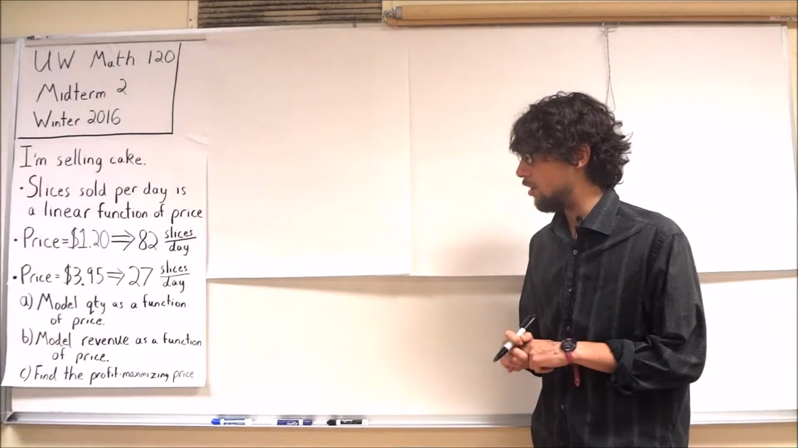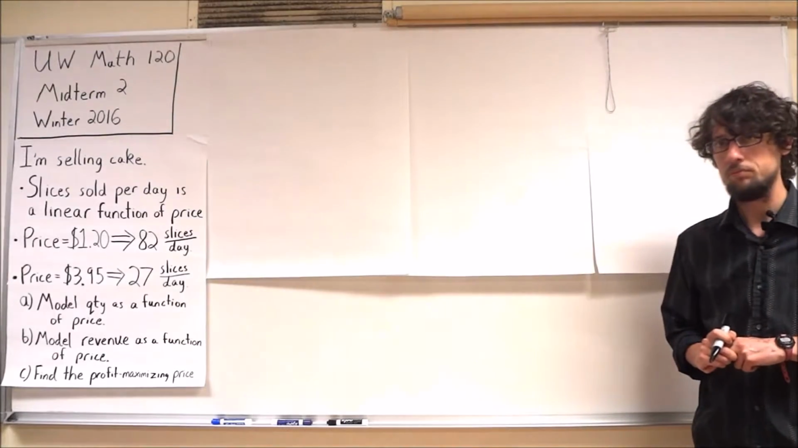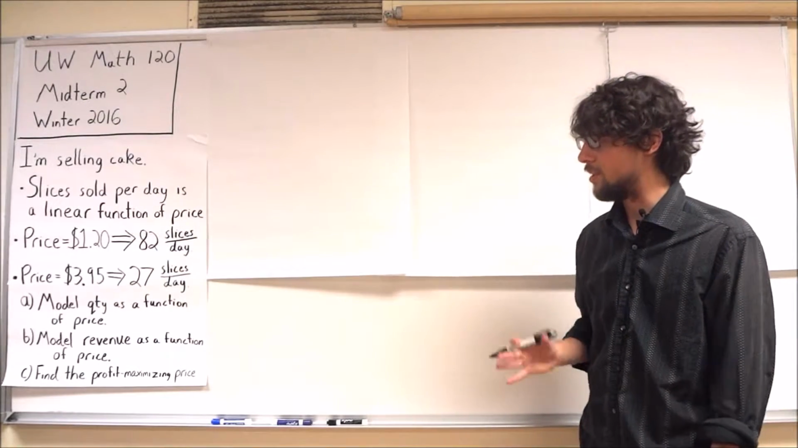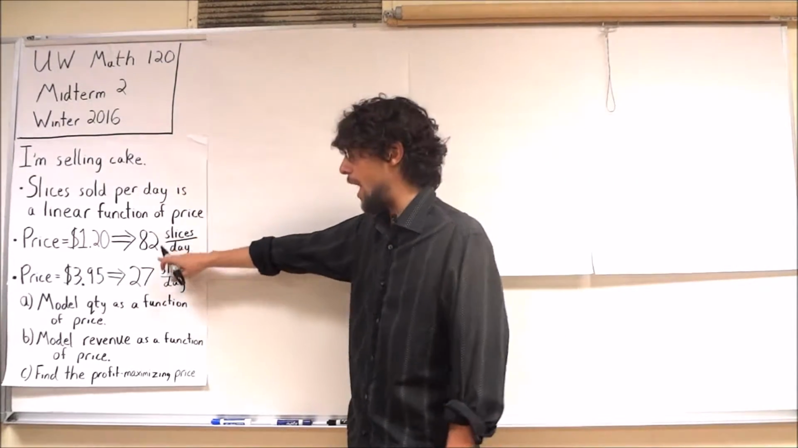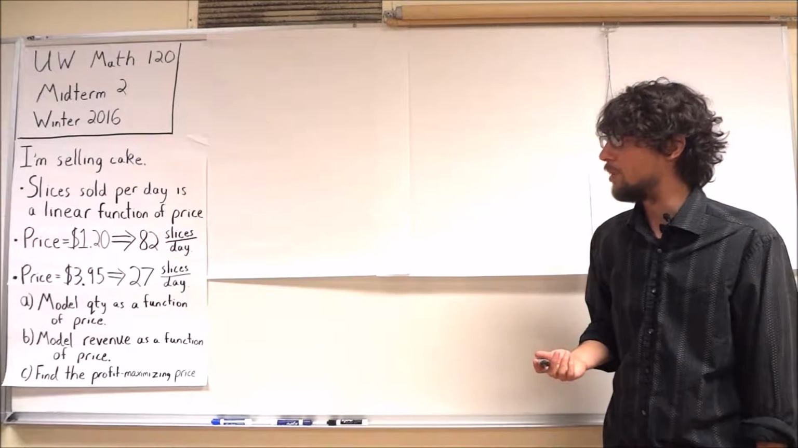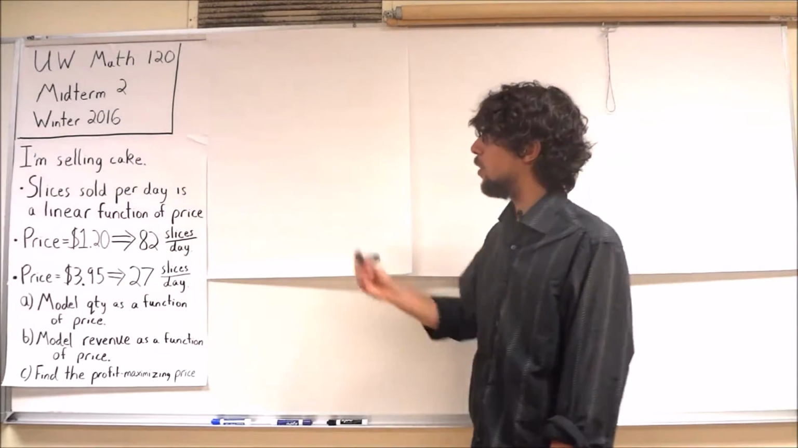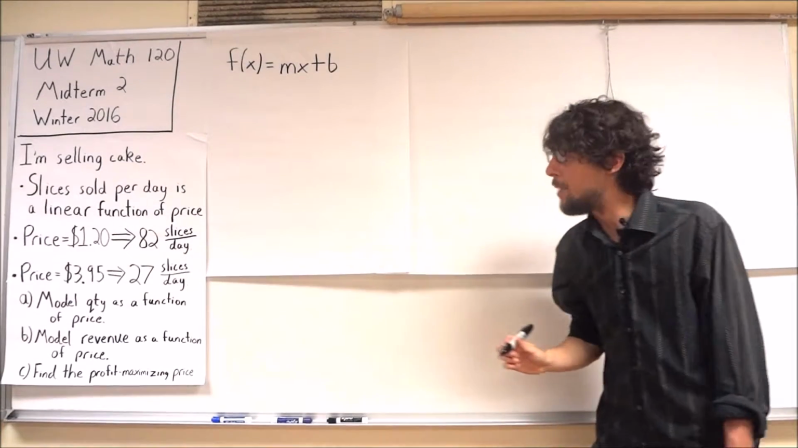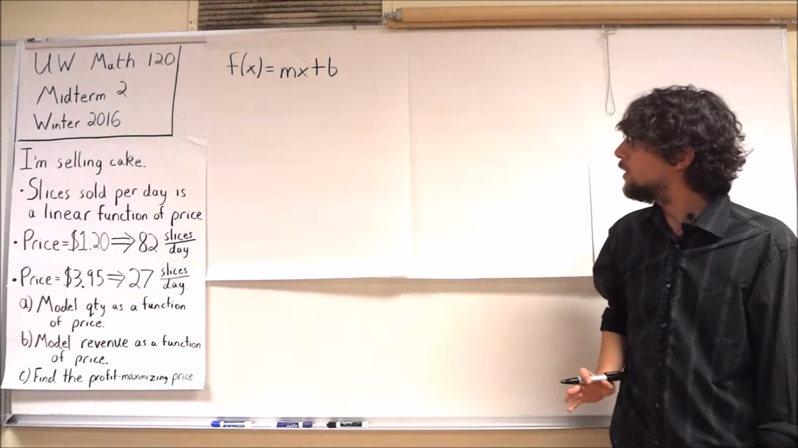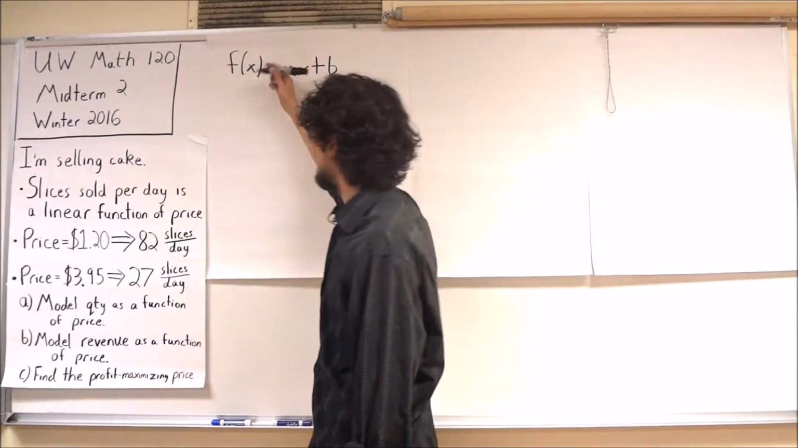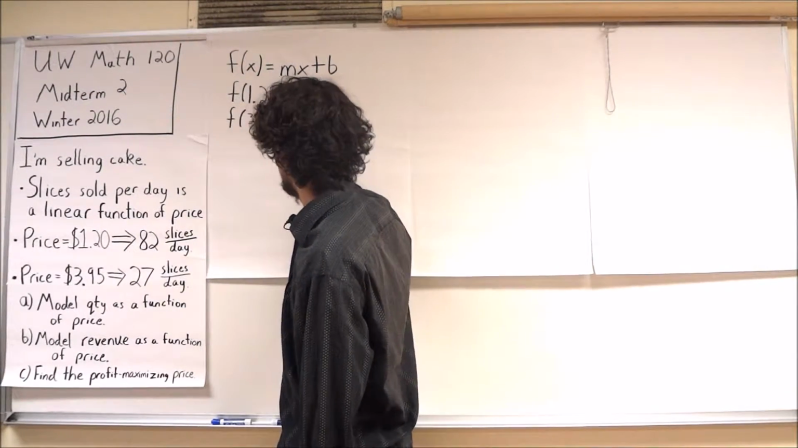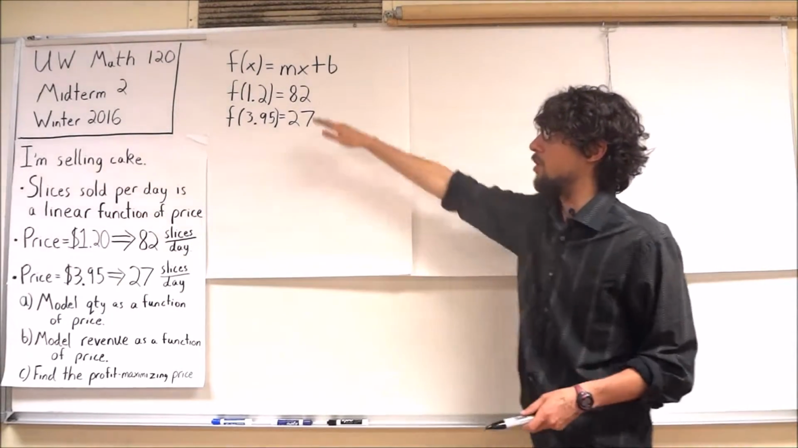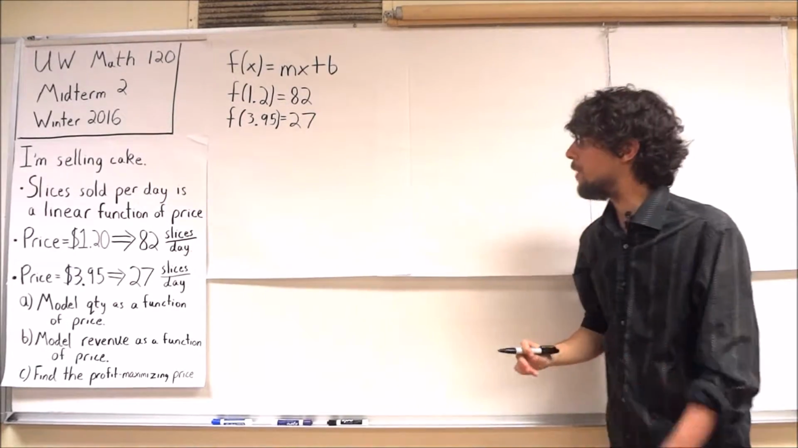Parts A and B are relatively straightforward here. So for part A, we're asked to write a linear model. We're told that this relationship is linear, and we have two data points. So we shouldn't have too much trouble actually modeling this. What we're looking for is something of the form mx plus b. And we know two data points. So this should be enough to solve for our two unknowns. We have two data points and two unknowns, m and b.